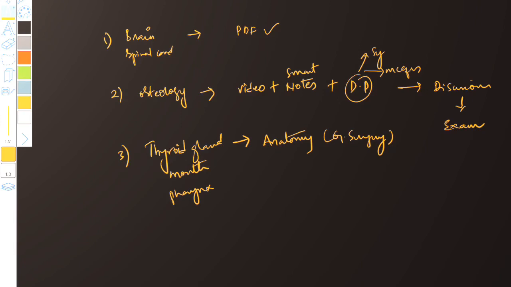Apart from that, the rest of the important aspects related to the thyroid, mouth and pharynx will be covered both as smart notes as well as videos, followed by the discussion and a beautiful examination. In this you can include your Dental Pulse part and just try to finish the things which are there in Dental Pulse. That is more than sufficient.